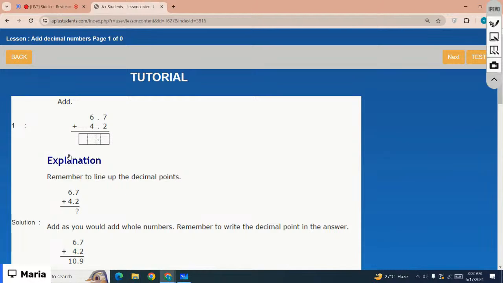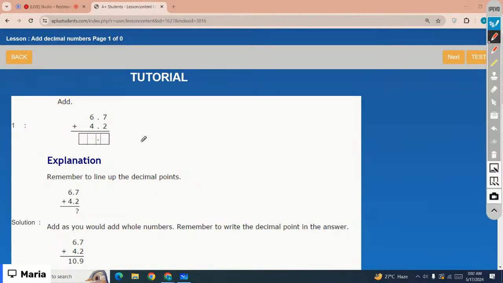We can add decimals the same way we add whole numbers. The important thing here is to line up the decimal points. The decimal points must be on the same line. For example, you have 6.7 and 4.2, lined up according to decimal points. So 7 plus 2 is 9 and 6 plus 4 is 10. That would be 10.9. The correct option is 10.9.